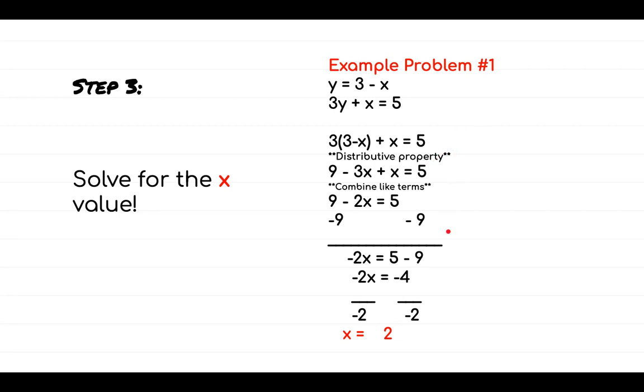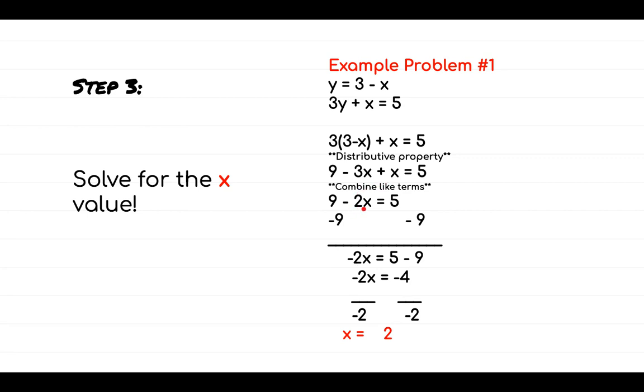This is a lot. I'm going to go through it word for word, so please pay close attention. In this case, I did my distributive property. 3 times 3 is 9. 3 times negative x is, my apologies, negative 3x. Bring down the rest of my equation, plus x equals 5. This then becomes 9 minus 2x equals 5. Where did I get this negative 2x from? I combine my like terms, negative 3x plus x, which gives me negative 2x.